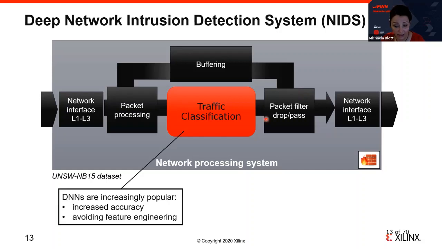DNNs are increasingly popular here because of the increased accuracy that a DNN will give you, and because it avoids feature engineering, which is an ongoing battle in the context of cybersecurity. New forms of malicious traffic emerge all the time, and instead of figuring out what the rules in the network intrusion detection system need to look like, I train my DNN on the latest traffic traces.